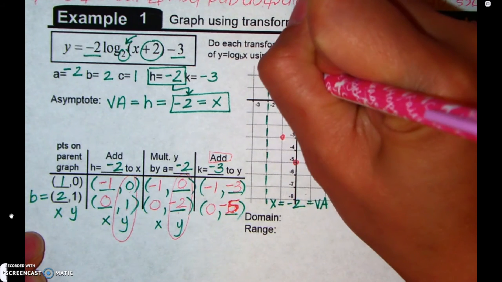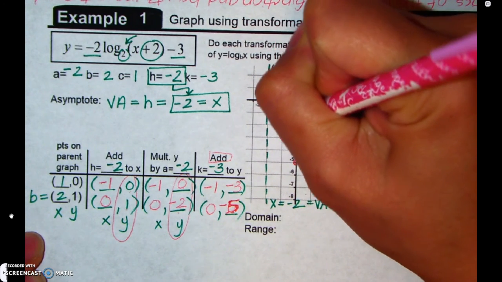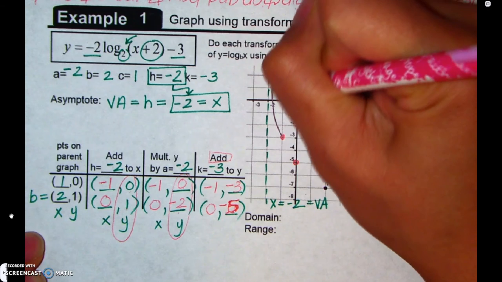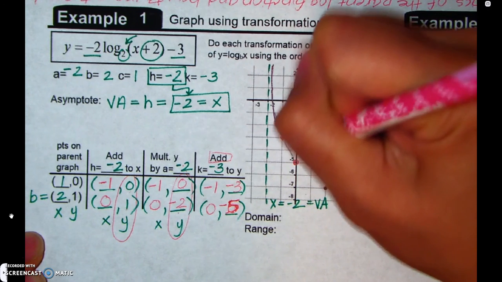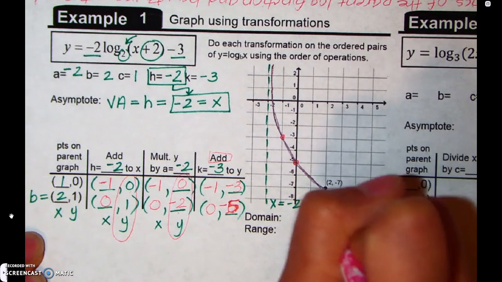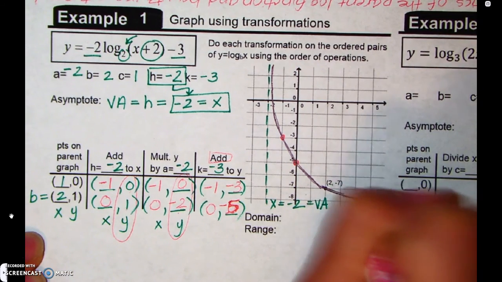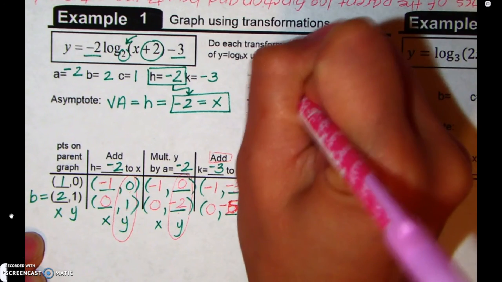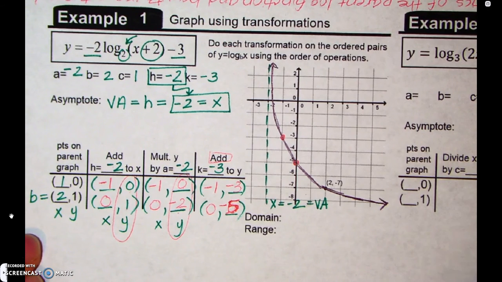So my function is coming down. You're going to connect the dots with a slight curve, and then it continues to go to the right. That's what your first graph should look like.